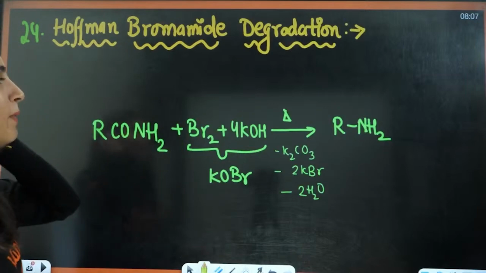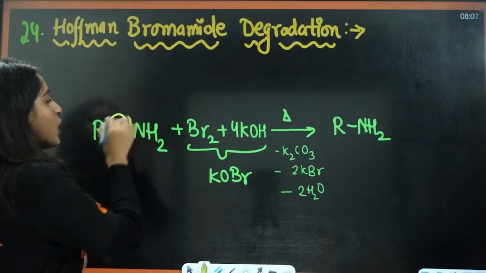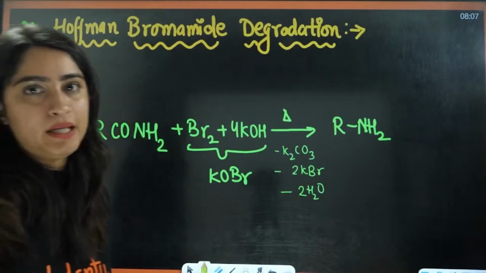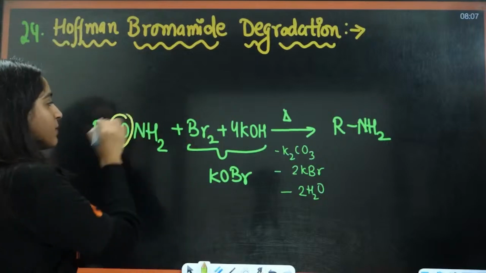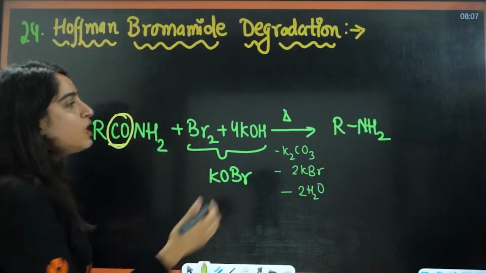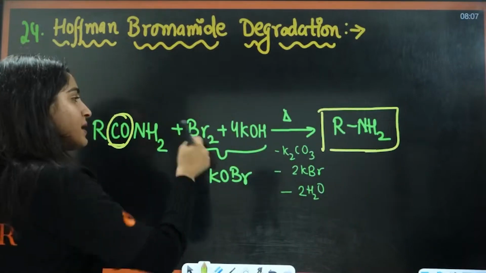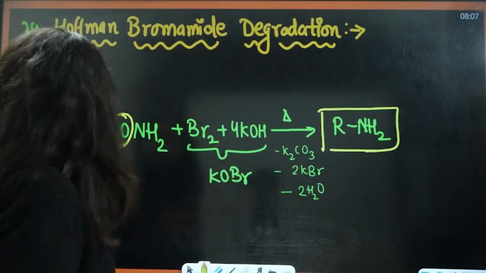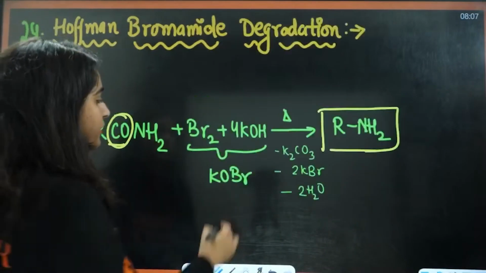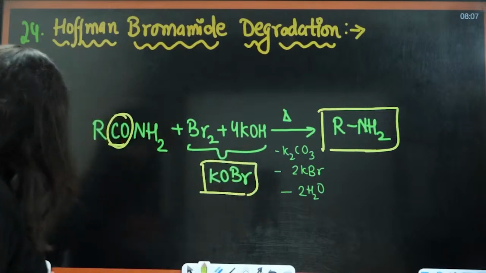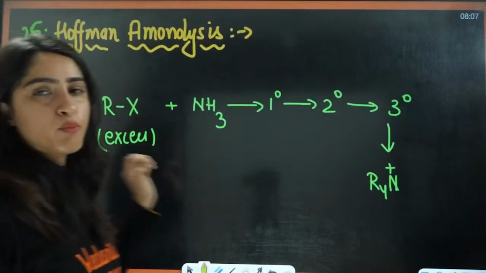Next is Hofmann bromamide degradation. In that case, you will have a degraded amine, right? That is, CO will vanish from here. You will have the formation of RNH2. The reagents here are Br2 and KOH, right? Or that can also be written as KOBr, right? Next is Hofmann ammonolysis.